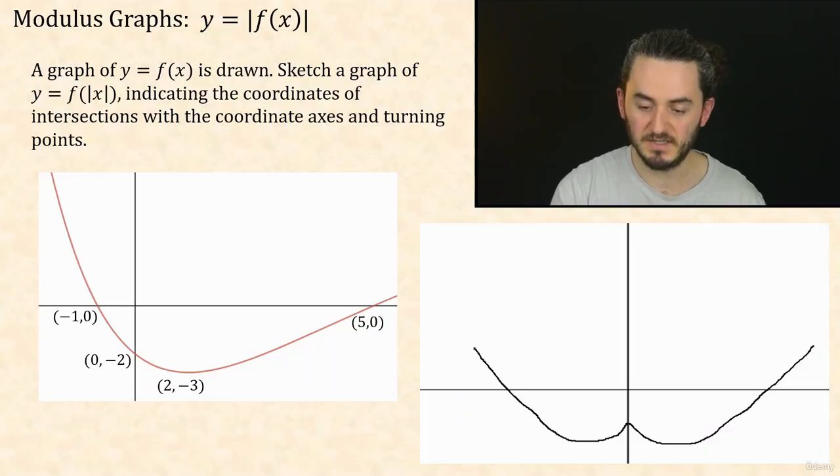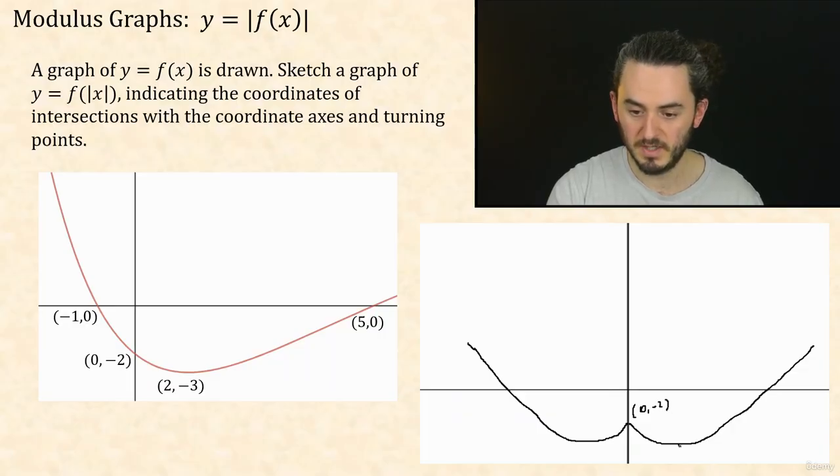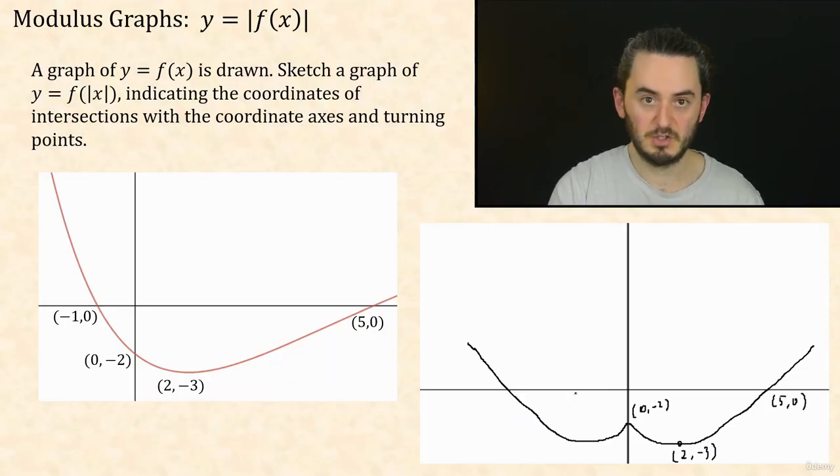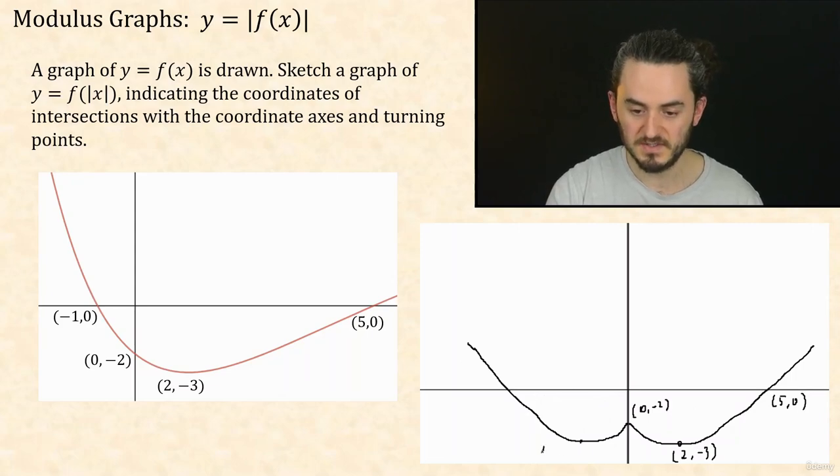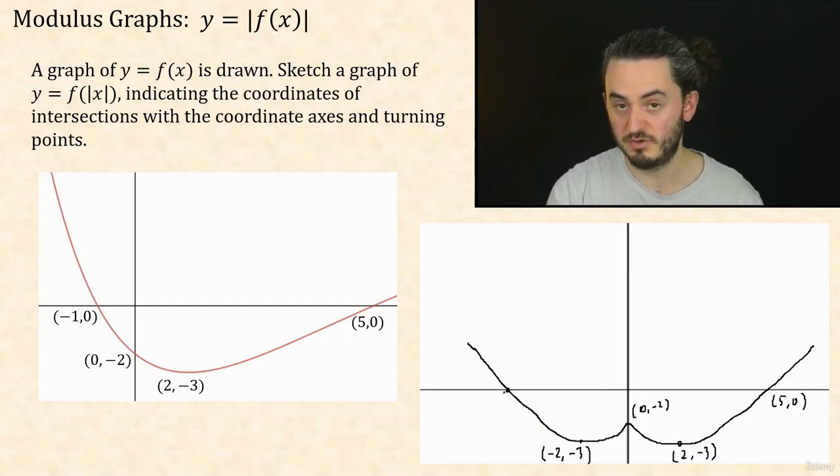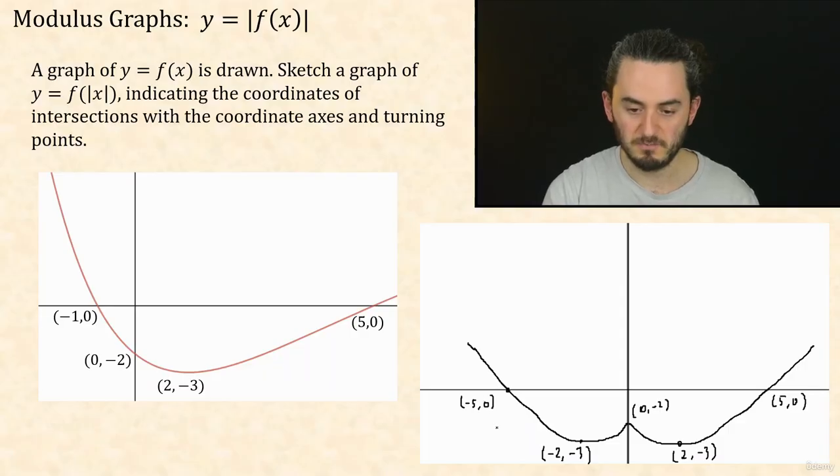So f of mod x is always symmetrical with the y-axis as a line of symmetry. So this point here, this little vertex, still has 0, -2 as its coordinate. The turning point here hasn't changed. It's 2, -3, and this root here is 5, 0. But then a bunch of stuff gets copied over. So this turning point here gets copied over here. It's exactly the same, but the x-coordinate is negative. And this root here, well, it was just copied from the right-hand side, so that's just -5, 0.